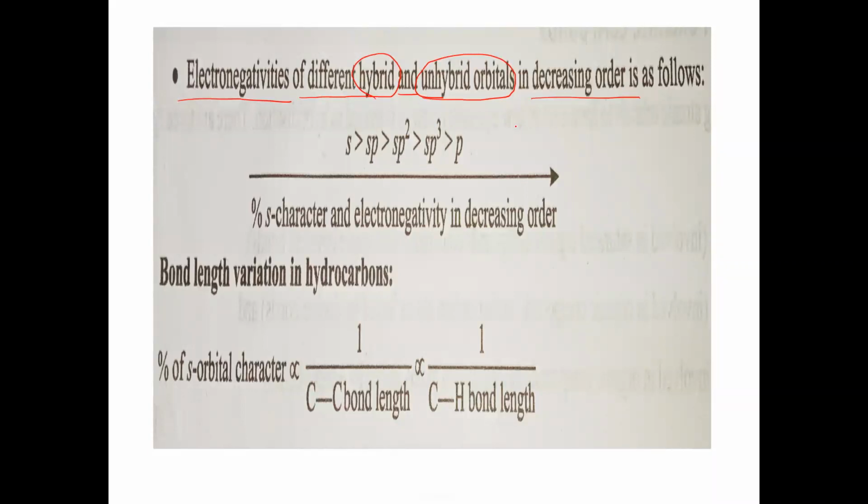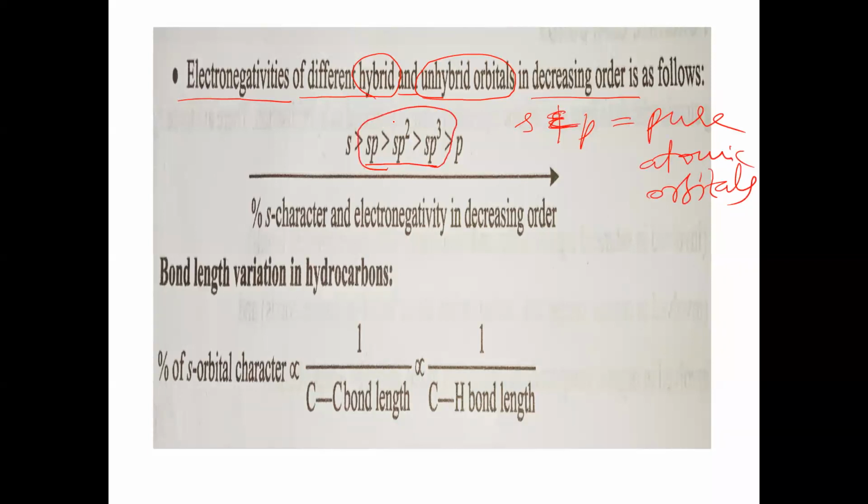Where s and p are what? s and p are pure atomic orbitals. And what are these three here? sp, sp2, sp3 are hybrid orbitals. So there are hybrid orbitals here and unhybridized orbitals here. So s and p orbitals are unhybridized orbitals.